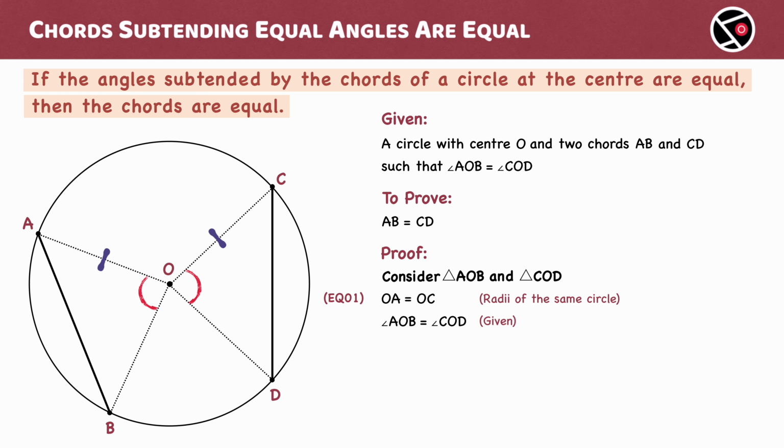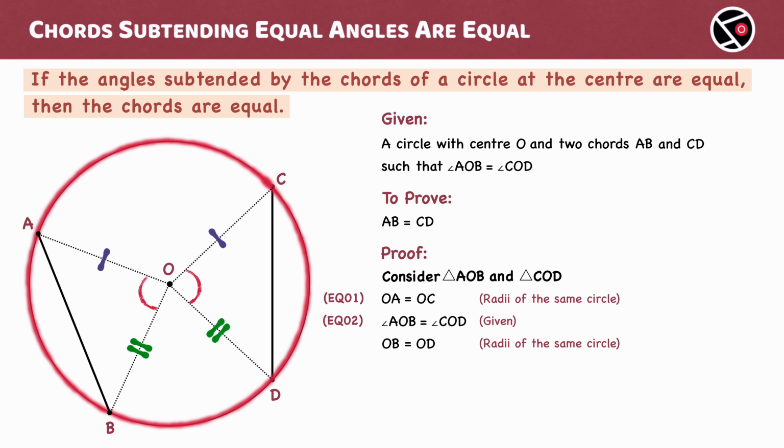This is given. Angles subtended by chords AB and CD at the center are equal. Finally, OB equals OD. Again, OB and OD are radii of the same circle. We have two pairs of equal corresponding sides, and the included angles are also equal.